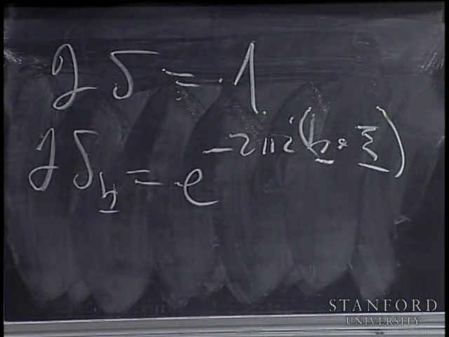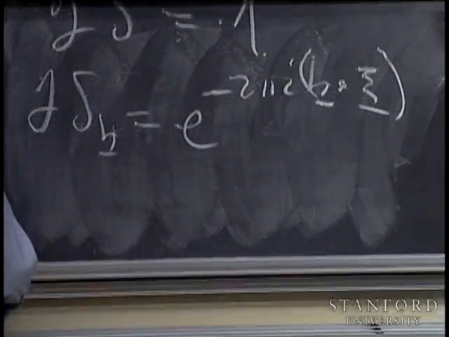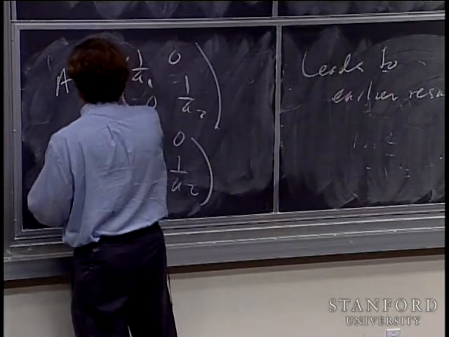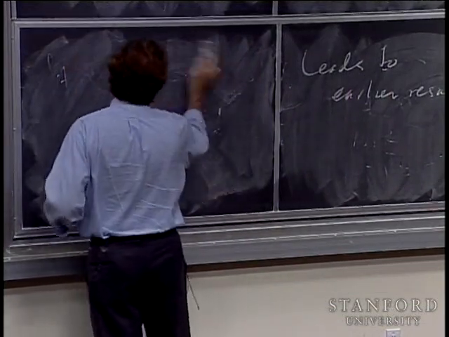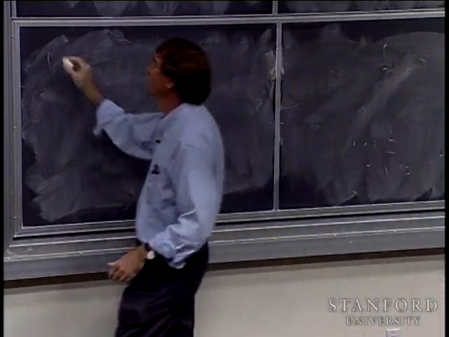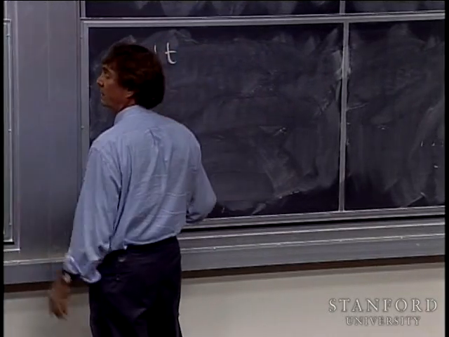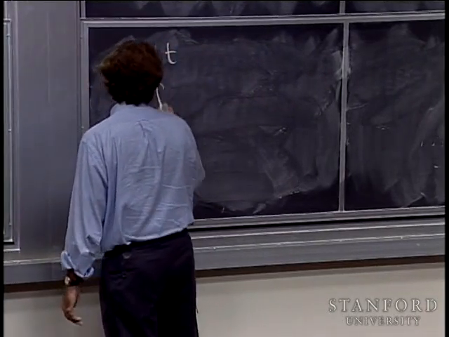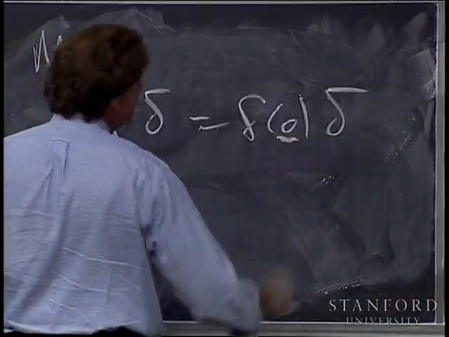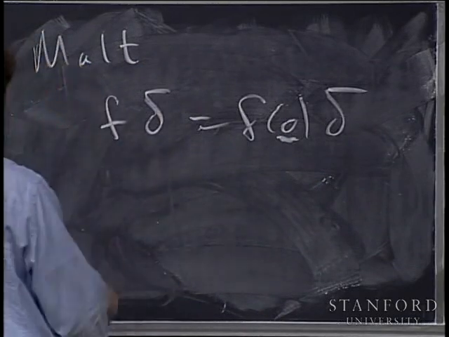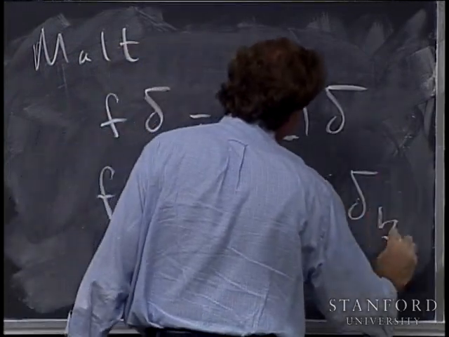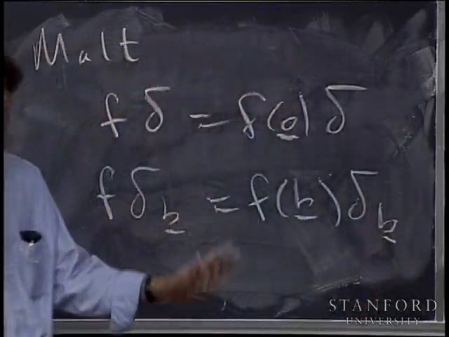And again, it's also true that if I multiply delta times a function, I should have mentioned this before, it just samples the function. Multiplication, I should have mentioned this when I was talking about the basic pairing here: if I take a function f times delta, that's f of 0 times delta. This is a vector function now, a function of n variables. And likewise, f times delta sub b is f of b times delta sub b. Same results as before. Everything is the same.